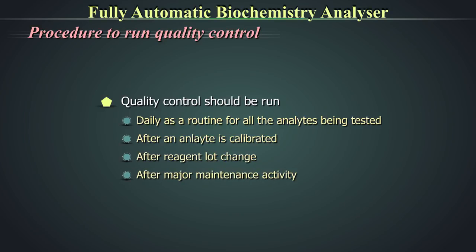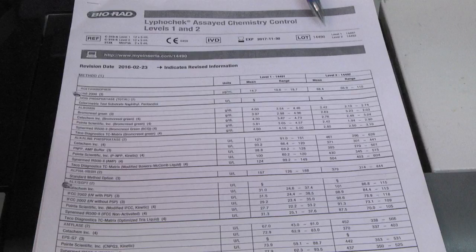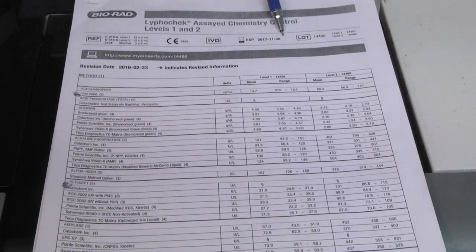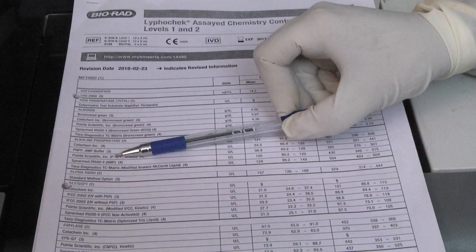Procedure to run quality control. Quality control should be run daily as a routine for all analytes being tested. Quality control should also be run after an analyte is calibrated, after reagent lot change, and after major maintenance activity. At least 2 levels of quality control should be run, including a normal level and an abnormal level. The quality control kit insert contains the lot number, expiry date, mean values, and the standard deviation limits for all analytes. Define the quality control in the machine and run the quality control.